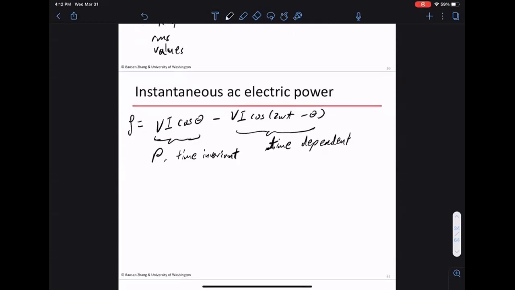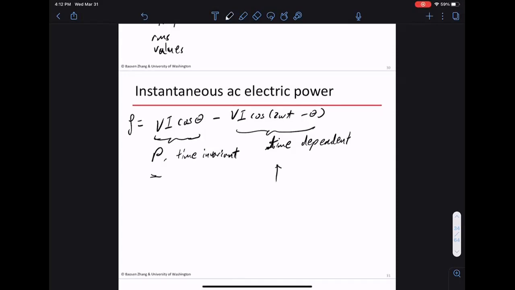Okay, this depends on time. And if you look at the two parts of it, we want to identify the power with P, but then we need to somehow characterize how large this time dependent part is. So this is time invariant, this is time dependent, but this is not necessarily zero mean. It's not yet zero mean.